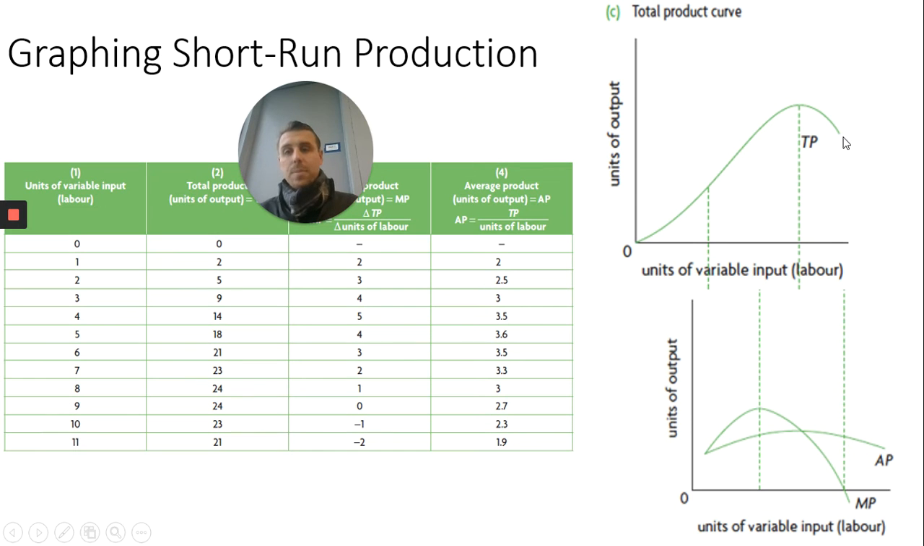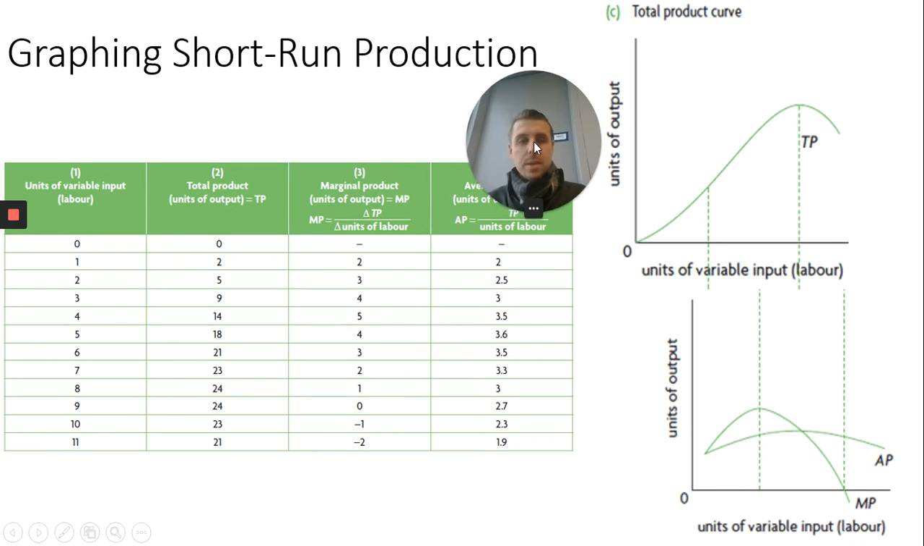Now we can graph these with units of output, which in this case would be total product, like our actual production of pies, and then units of variable input, which would be my labor. So I can graph all 3 of these. If I wanted to graph total product, I would say, okay, here's my variable input, which would be labor, and my total product, and I can graph this out.